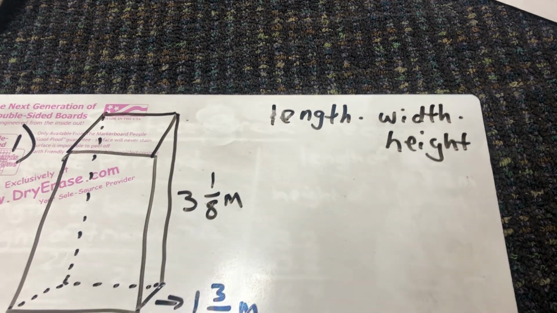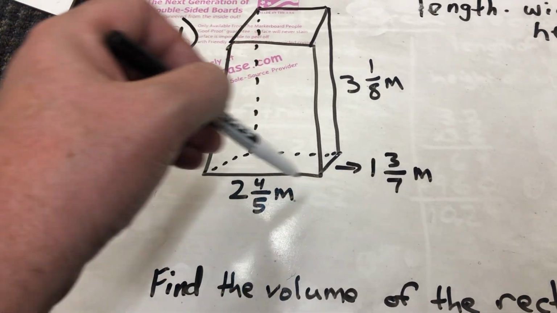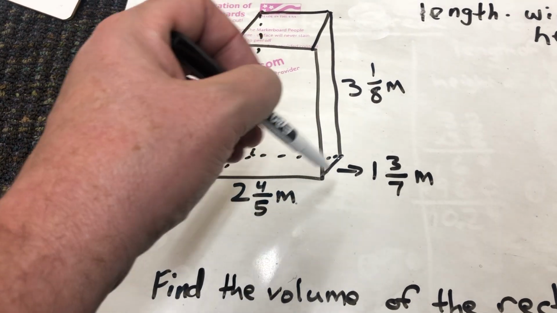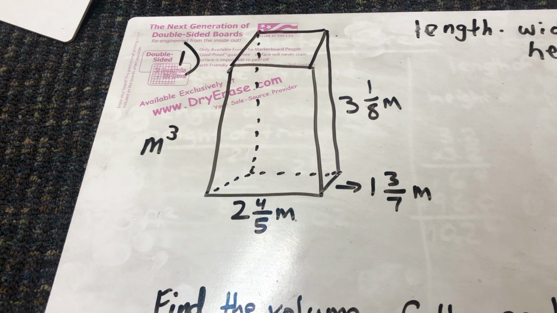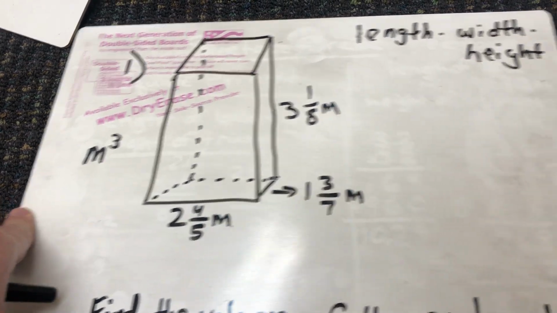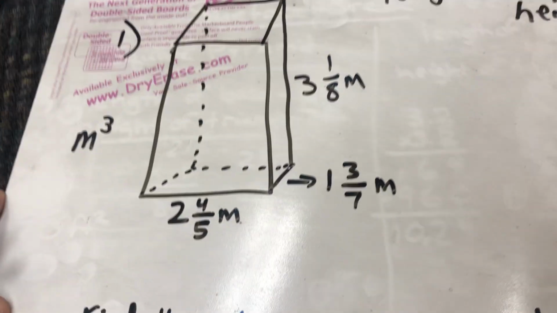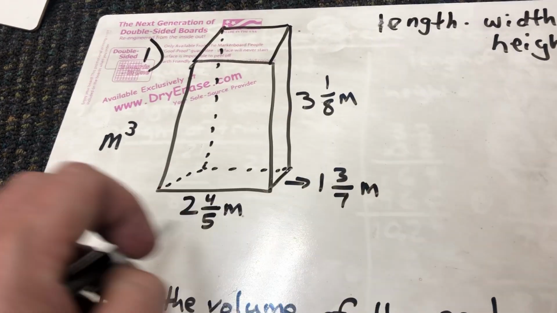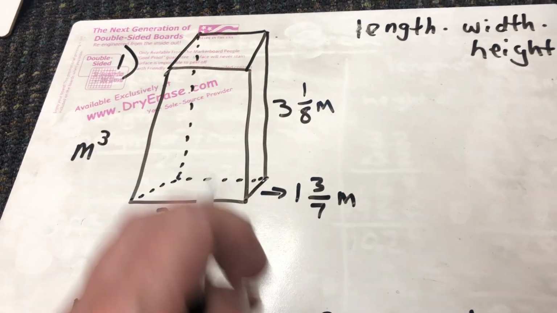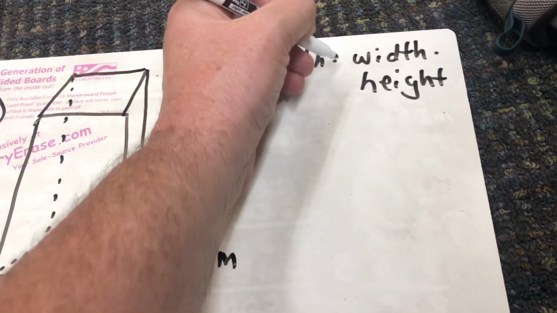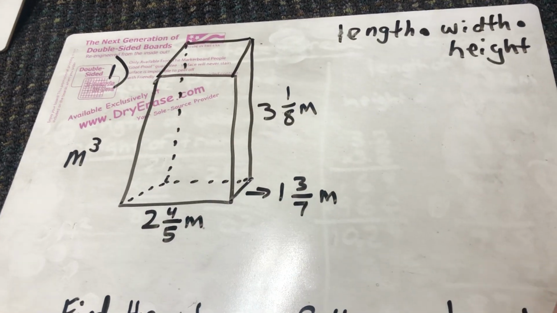And since it's just a multiplication problem, I have my length, which is 2 4/5, my width, which is 1 3/7, my height, which is 3 1/8. It doesn't matter what order I do the problem in. I can put these numbers in any order since it's my length times my width times my height, and since it's all multiplication, as symbolized right here, it doesn't matter what order I put it in.